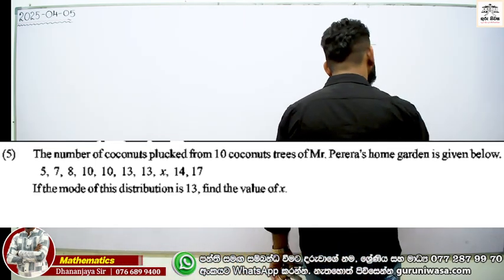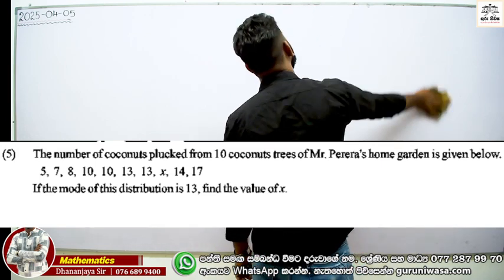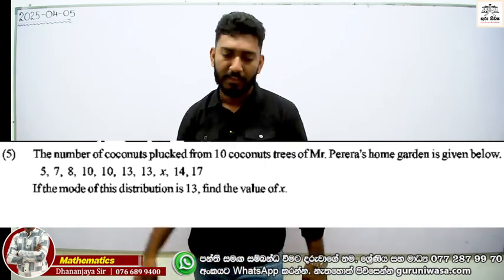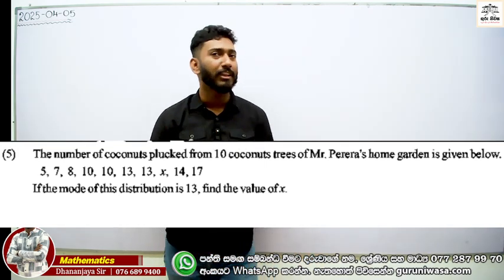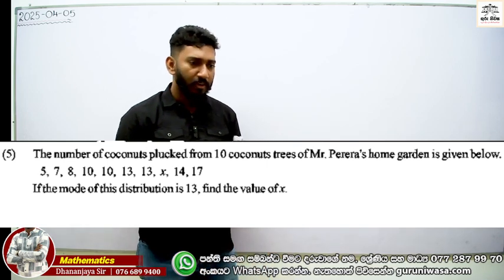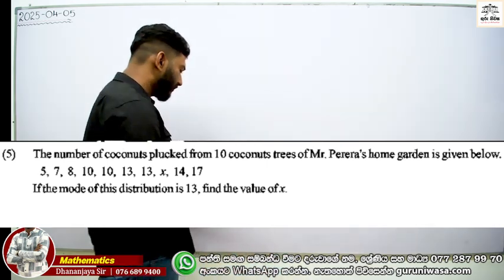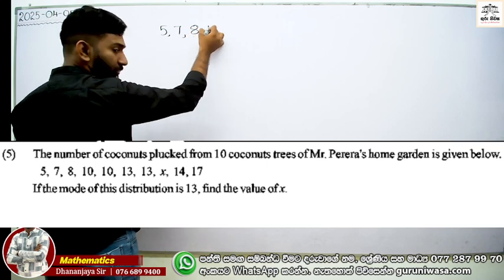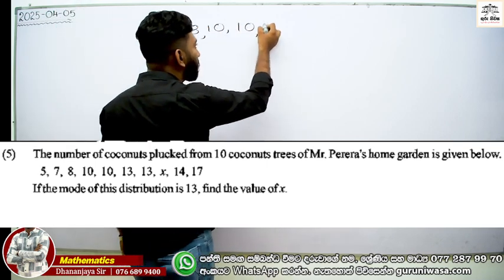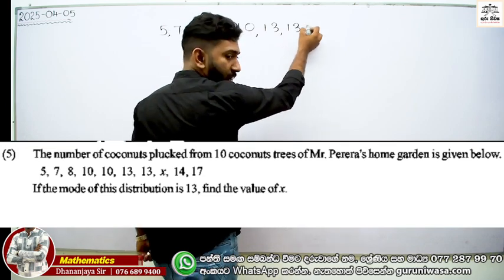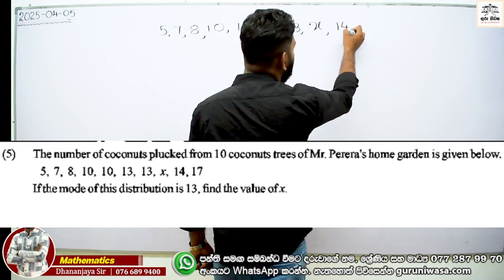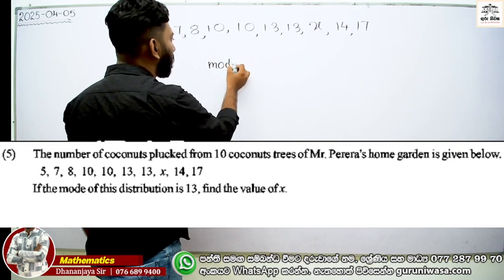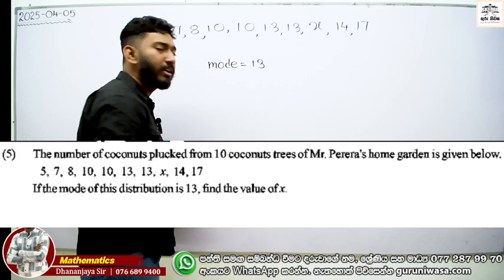The most common number. Yeah, the most common number, we call it the most occurring number. That means the number that repeats the most is what we call 13. Now look at the details: 5, 7, 8, 10, 10, 13, 13, and x, 14 and 17. The mode is equal to 13. Therefore, the most occurring number should be 13.